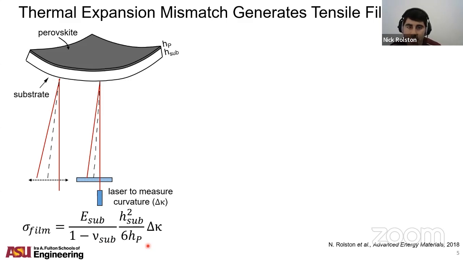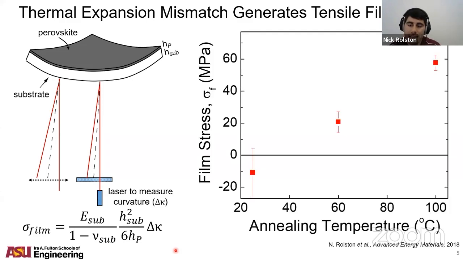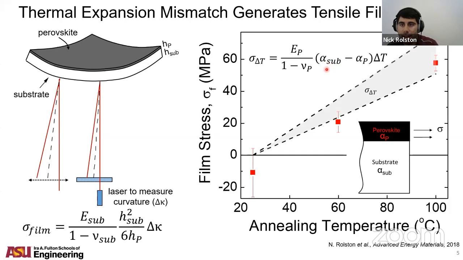This, by the way, is also called the Stoney equation. It's about a 100-year-old equation. And what we did is we looked at different annealing temperatures and measured these film stresses, and noticed a linear pattern of increasing stresses with higher annealing temperatures. We are actually able to model this based on the thermal expansion mismatch between the substrate and the perovskite, and then the change in temperature, which is the cooling from the annealing temperature back to room temperature.